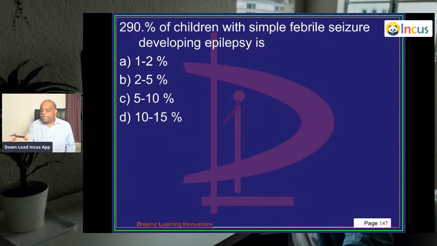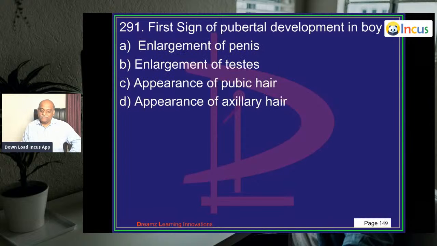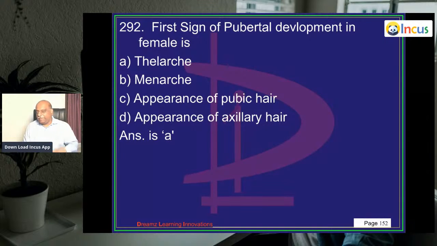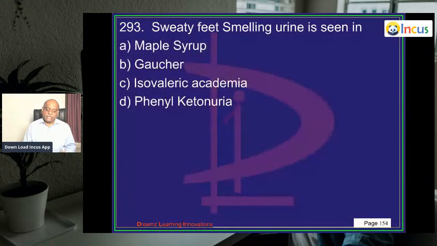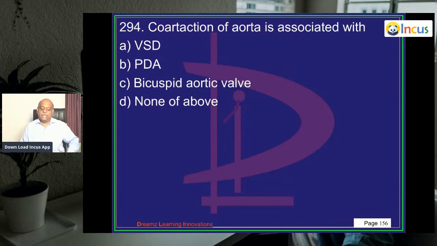Simple febrile seizures, typically 1 to 2% will go into epilepsy. First sign of pubertal development in boys will be testicular enlargement, whereas in the girls will be thelarche. The breast bulging is usually the first sign of puberty. Sweaty feet smelling urine typically is a feature of isovaleric acidemia. Coarctation of aorta patients also have a bicuspid aortic valve as an associated abnormality which you need to look for.